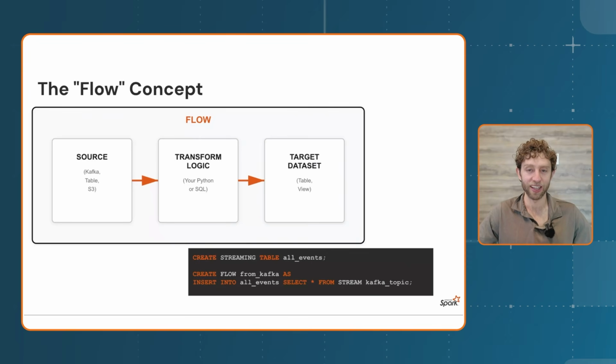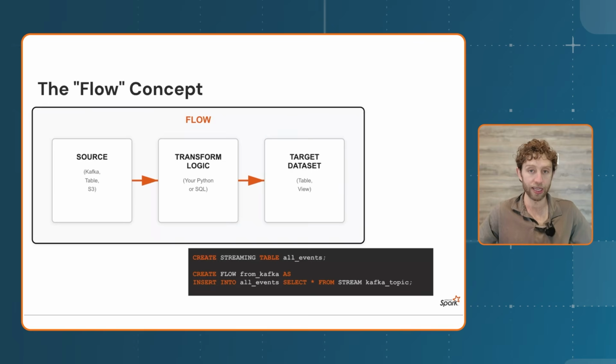Aside from datasets and sinks, the other main entities in pipelines are flows. A flow is the fundamental unit of data processing. It reads from a source, applies logic, and writes to a target. In many cases, flows are implicit. So the datasets that we talked about earlier actually had implicit flows attached to them in most cases.